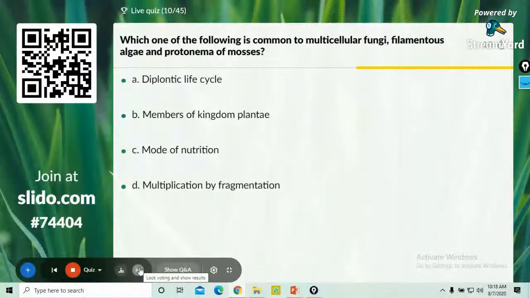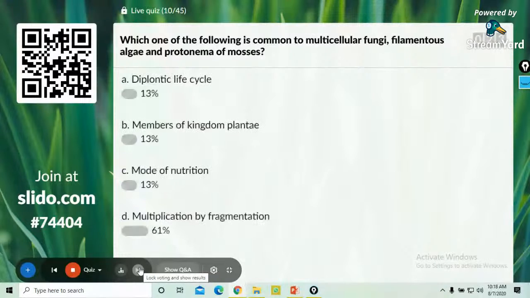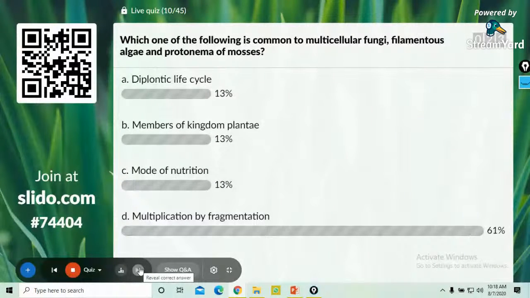Diplontic life cycle, members of kingdom Plantae, mode of nutrition, multiplication by fragmentation. Multicellular filamentous algae and protonema of mosses. Exactly, multiplication by fragmentation.